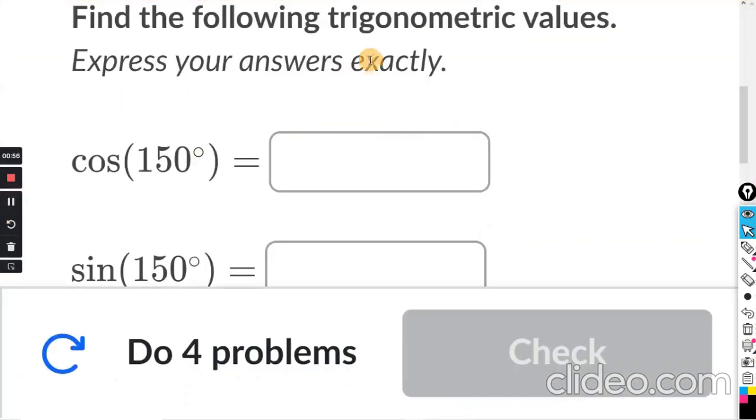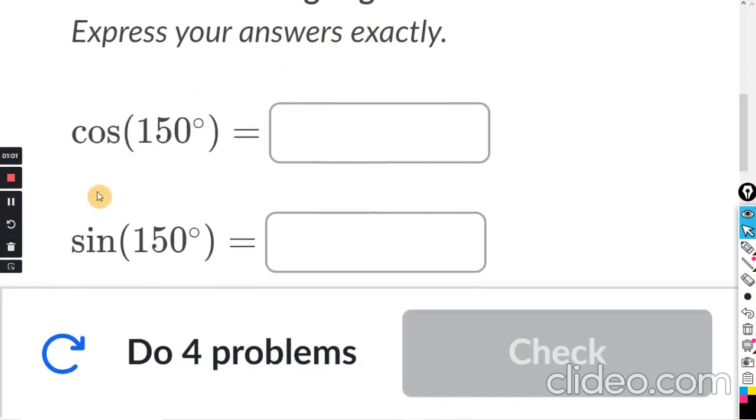All right, so we want to find the following trig values, expressing answers exactly: cosine and sine of 150 degrees. For all of these exercises, they're going to be asking for both the cosine and the sine, and the angle measurement is going to be the same for both on each problem. In this case, our angle theta equals 150 degrees. Let's draw that on the unit circle.